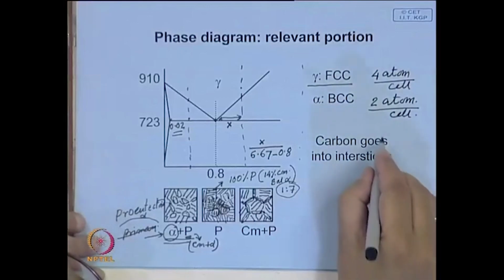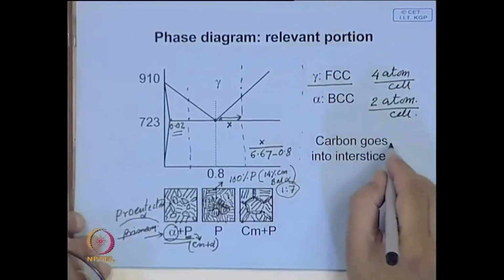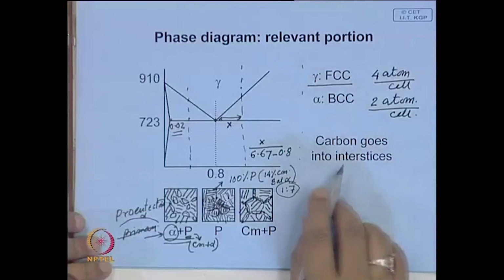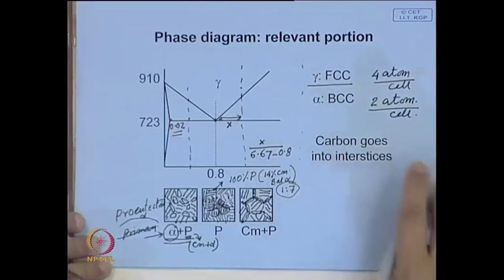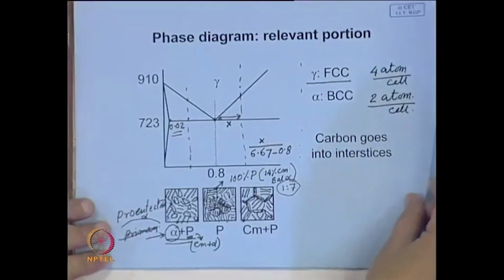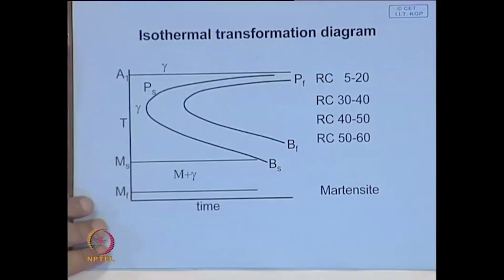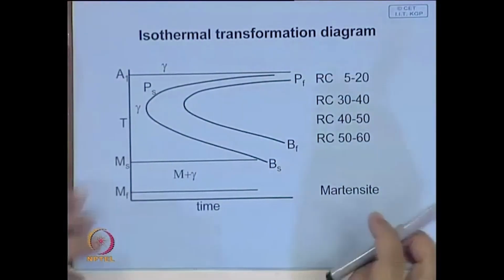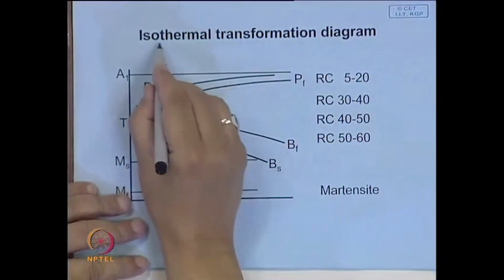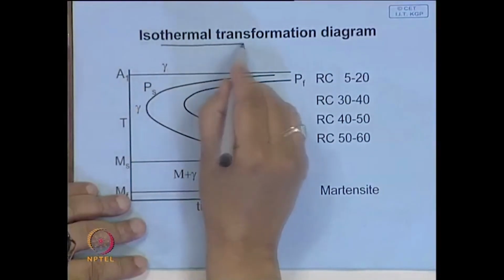And then carbon, where does it go? Amount of carbon, it goes into the interstitial sites, which we will see in subsequent figures. And we have also seen and defined what is an isothermal transformation diagram.